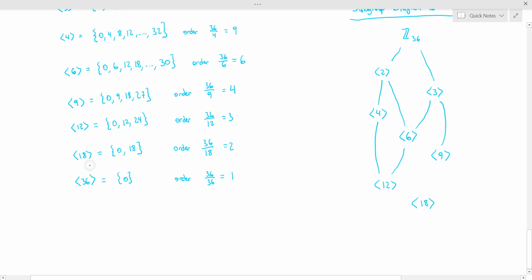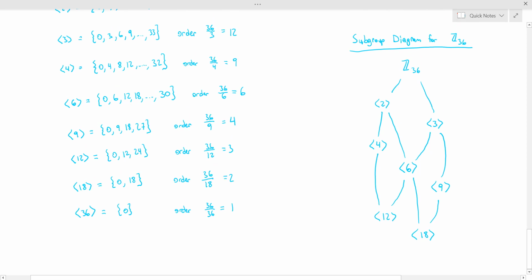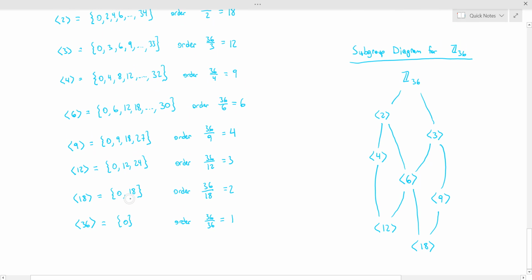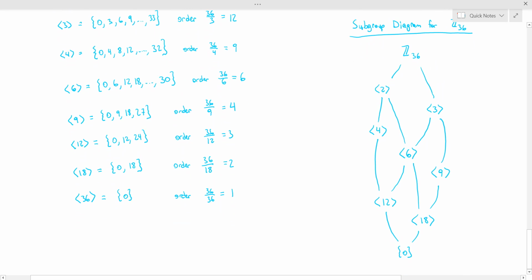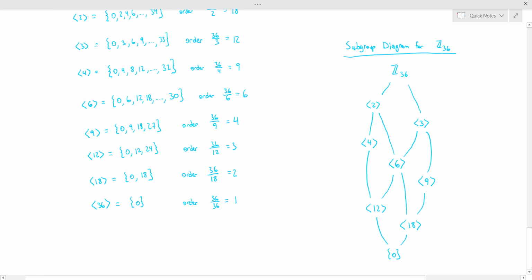The cyclic subgroup generated by 18 consists of 0 and 18. It's a subgroup of these two, because 0 and 18 appear both in the cyclic subgroup generated by 6 as well as by 9. And then finally, the trivial subgroup at the end. It's of course a subgroup of both of these guys, so I'll connect them like that, okay? And that's what the subgroup diagram for Z36 would look like.